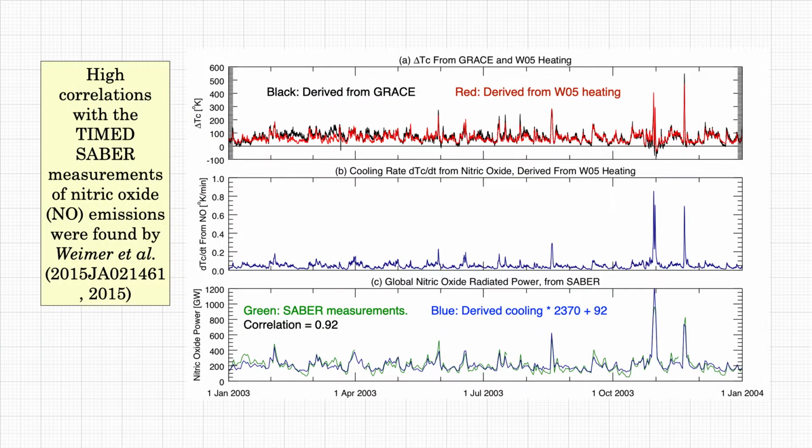It was found that the delta Tc parameter is more accurately modeled if the cooling rate varied in proportion to the Joule heating over the previous time period. This extra cooling was attributed to nitric oxide, and comparisons with SABER measurements of nitric oxide emissions showed a very high correlation.